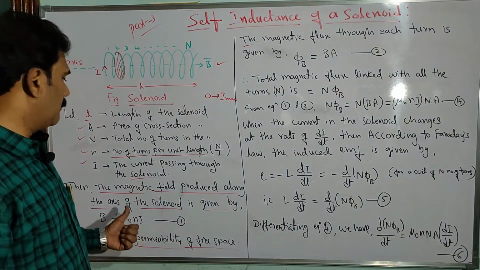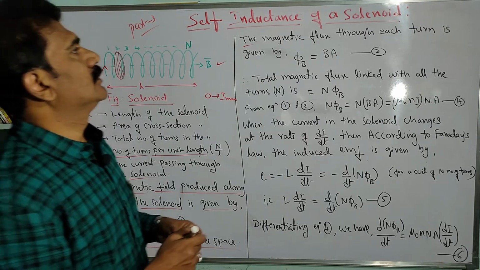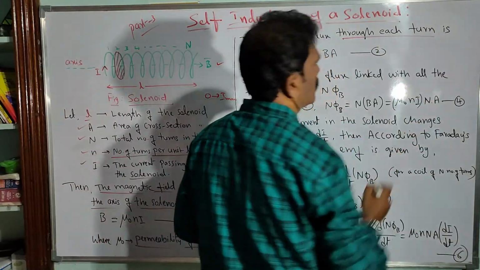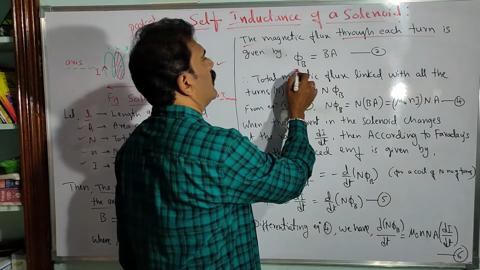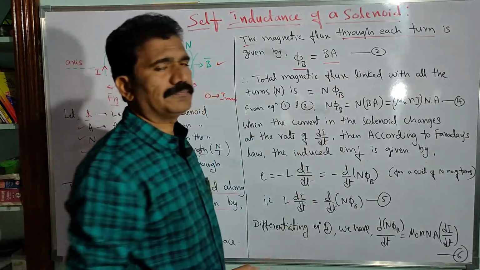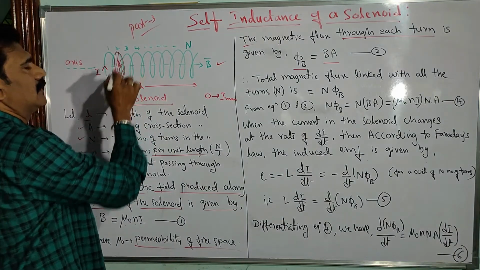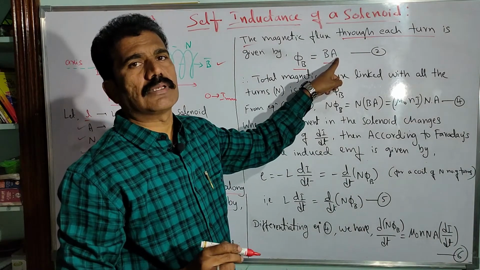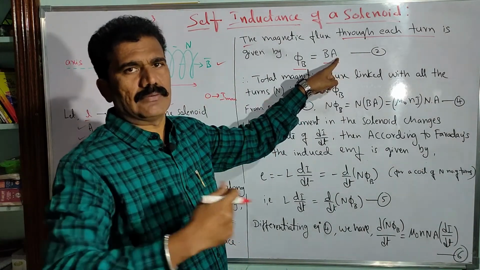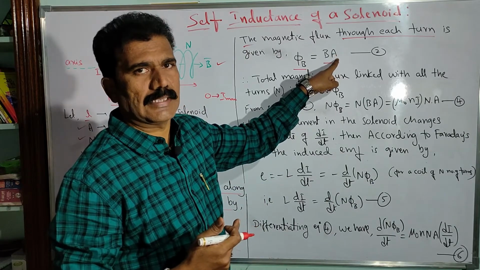Then what is the magnetic flux? If B is the magnetic field produced along the solenoid, what is the magnetic flux through each turn? First consider each turn. That is given by phi B is equal to B into A. For each turn you have to consider the area of cross section A. One turn looks like a ring, and the area of cross section of that ring is A.